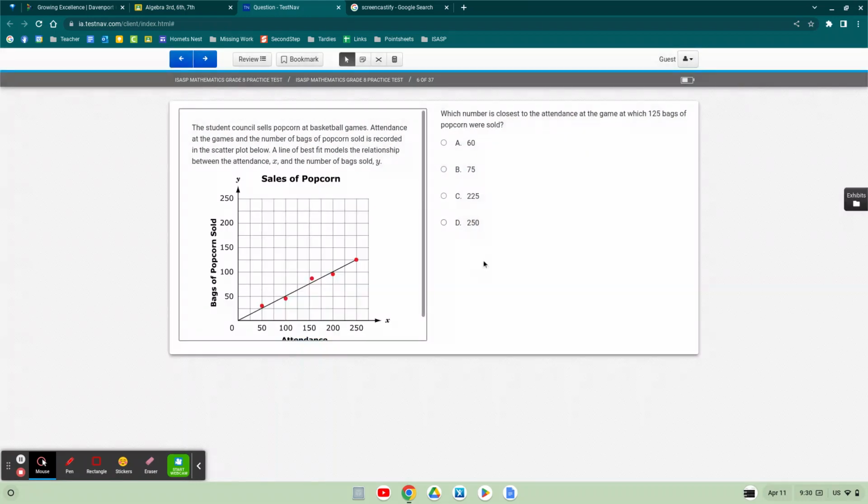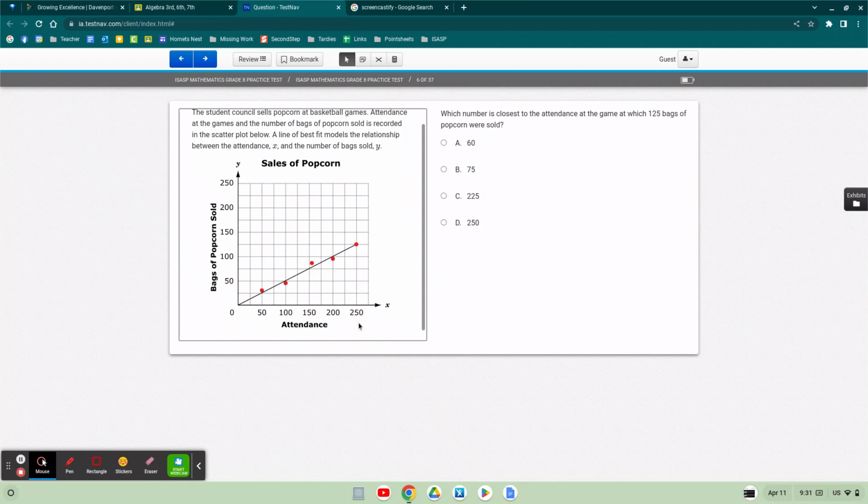All right, a student sells popcorn at a basketball game. Attendance at that game and the number of bags of popcorn sold is recorded in the scatter plot below. A line of best fit models the relationship between the attendance and the number of bags. Which number is closest to the attendance at the game if 125 bags were sold? So here's 100, here's 150. You're just going to follow the line over to the number that is the closest. So the number of people would be 250.